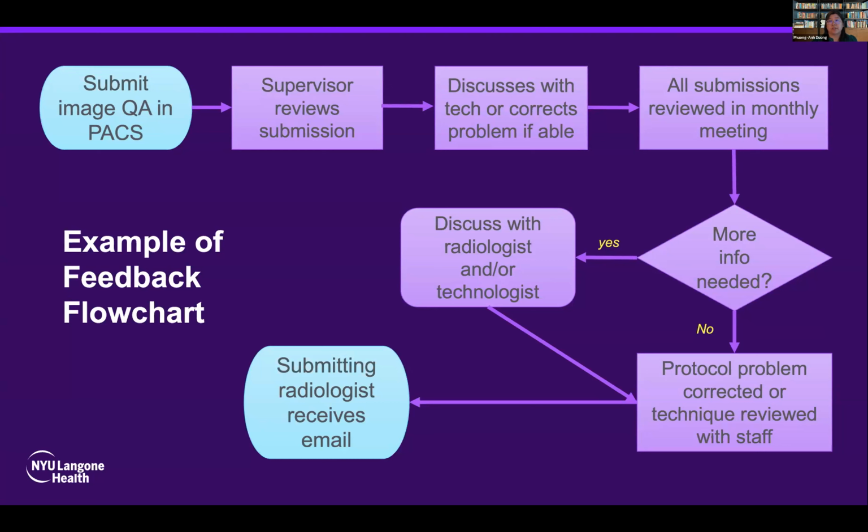If there was more information needed, we would go back to either the radiologist or technologist, ask them to clarify or to find out more about what happened. And then we made any corrections that we needed to do, and then that information, the disposition on that, would go back to the radiologist. So this last step is important too, because we want the radiologist to know what happened with that case and that information was received and that something was done with it.